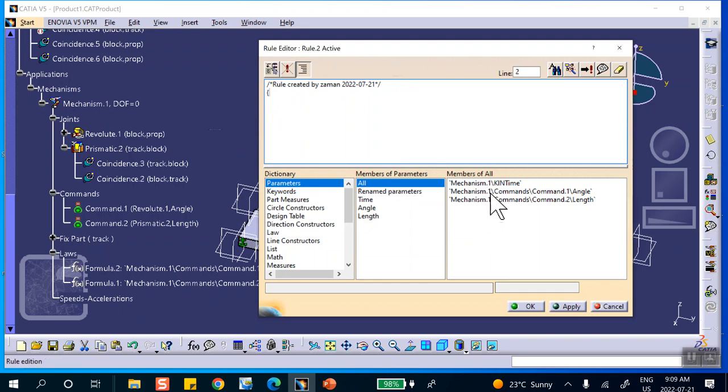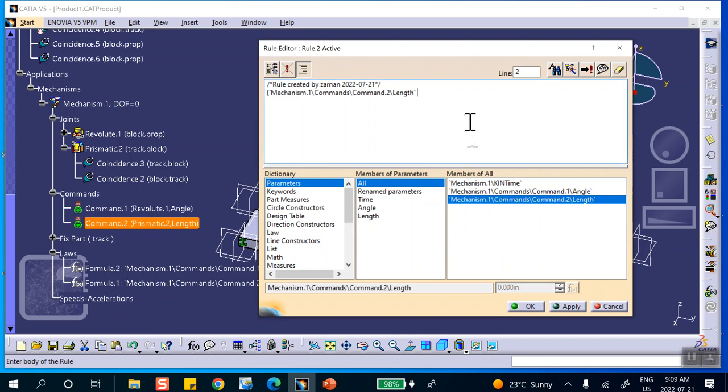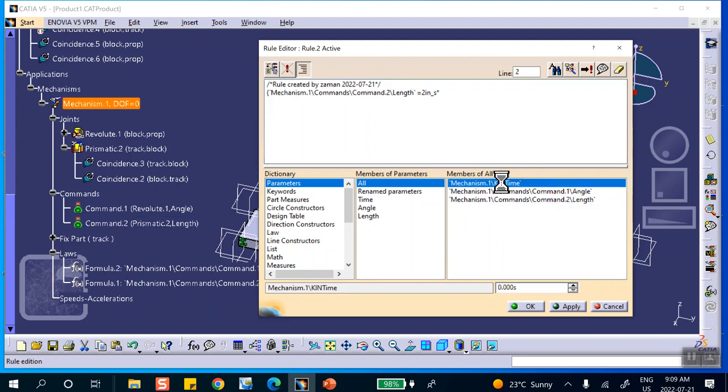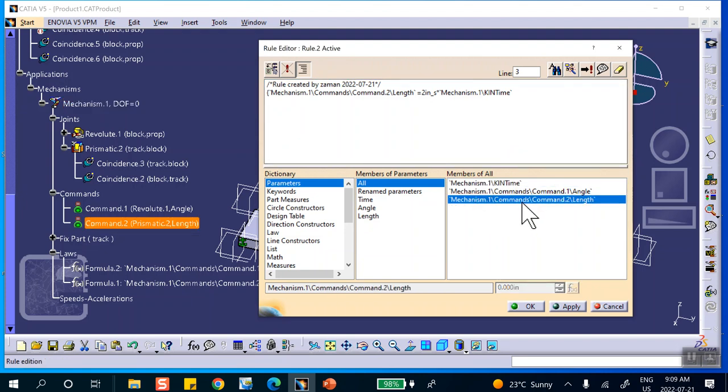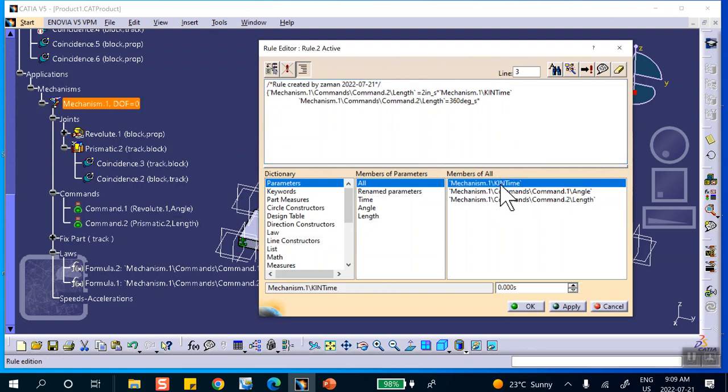Okay, and here is the length equal to 2 DEG underscore s times time. Next line, your angle equal to 360 DEG underscore s times time. Okay, close the braces. If you don't, it's going to complain.